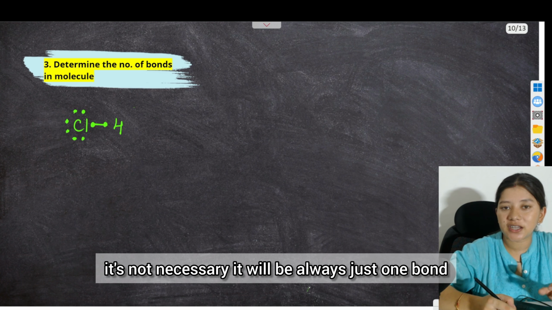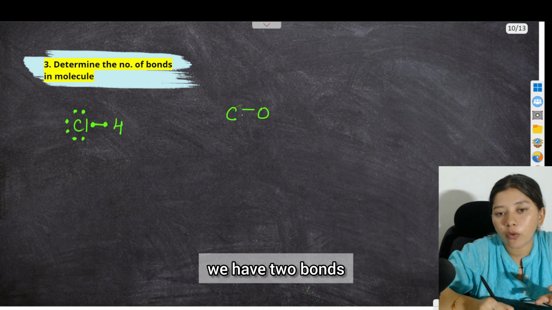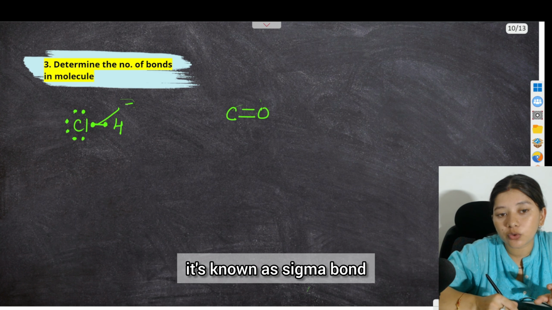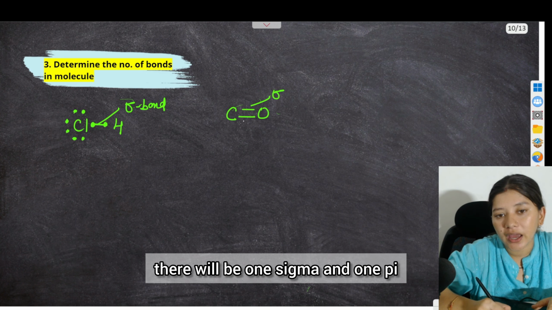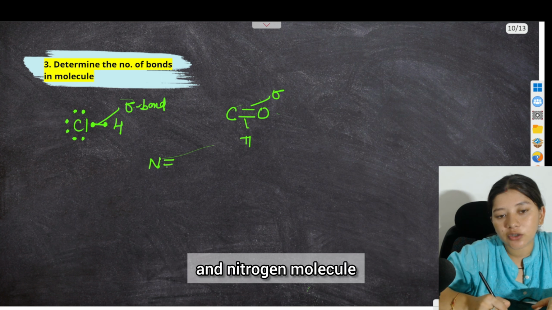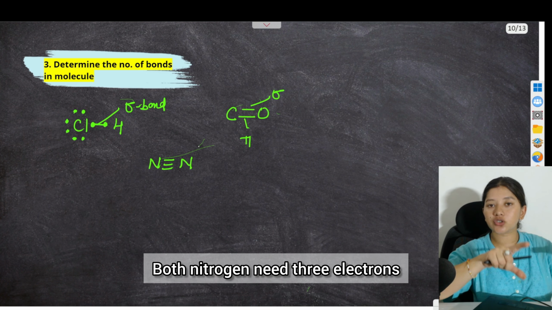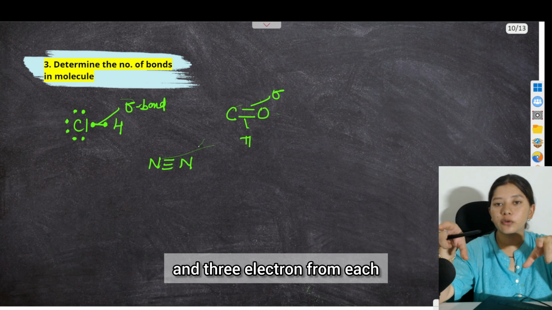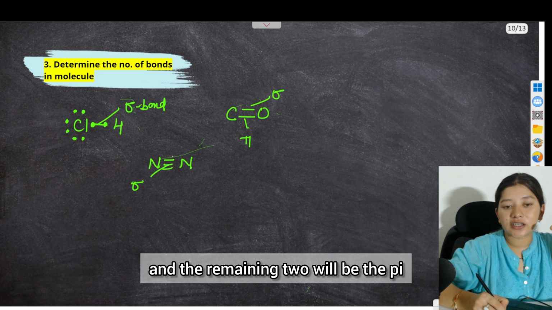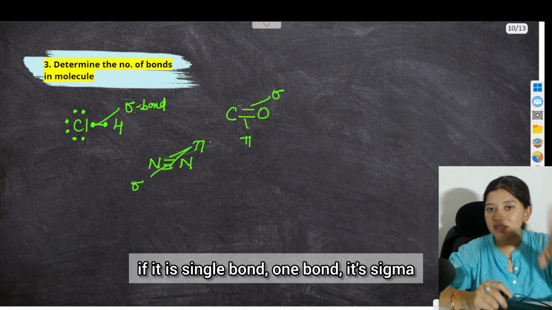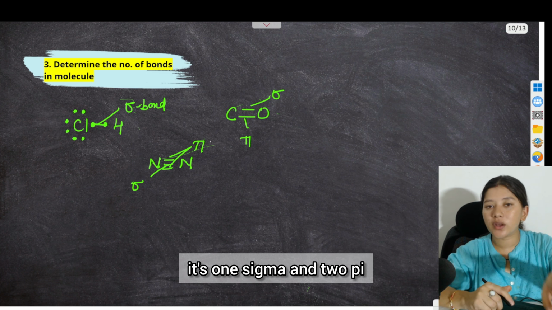This covalent bond will not necessarily always be just one bond. Like in the case of carbon and oxygen, we have two bonds. When the first bond forms, it's known as a sigma bond. Remember this name. If we have two bonds, like a double bond, there will be one sigma and one pi. In the same way, in the nitrogen molecule, you have seen there is a triple bond according to the requirement, because each nitrogen needs 3 electrons, so they're going to share 3 electrons from each. So three bonds. In that case, the first bond, which is in between, is sigma, and the remaining two will be pi. So just remember, if it is a single bond, it's sigma. If it is a double bond, it's one sigma, one pi. And if it is a triple bond, it's one sigma and two pi.